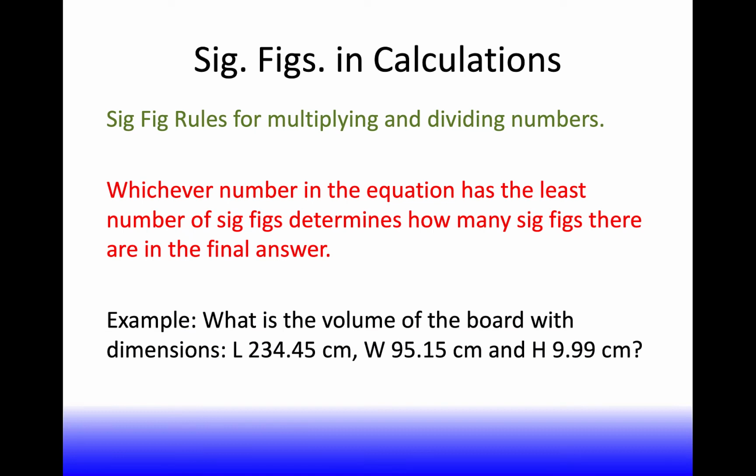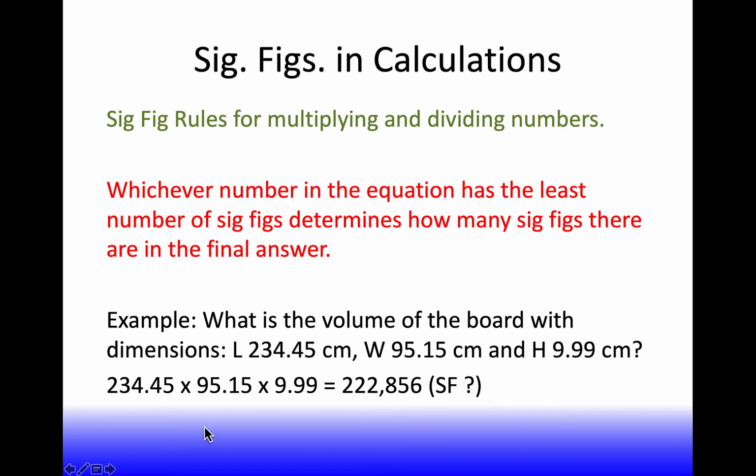We got a board. It's got a length and a width and a height, so it's a rectangular board. In order to find the volume, you have to multiply length times width times height. Now take a look at our values. The length has 5 significant figures. The width has 4. The height has 3. So we'll do the math just like we normally do with a calculator, multiplying all three together, but in the end, we have to round it to 3 significant figures.